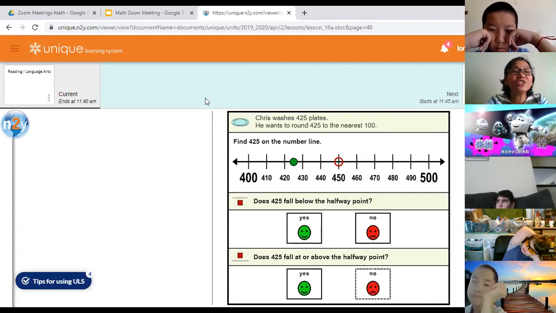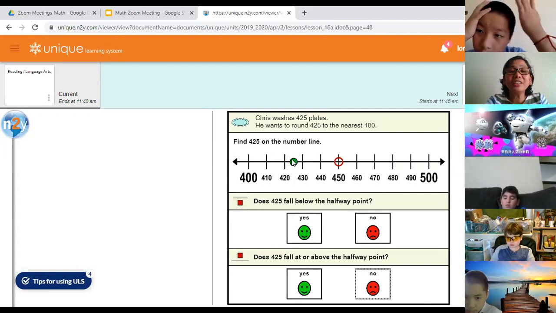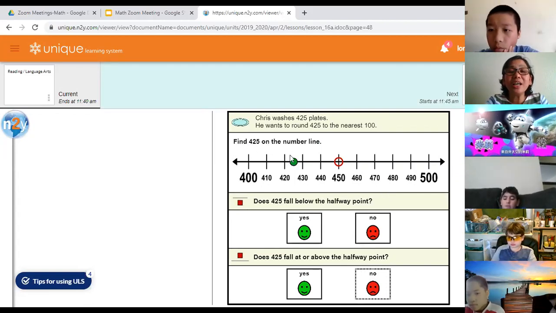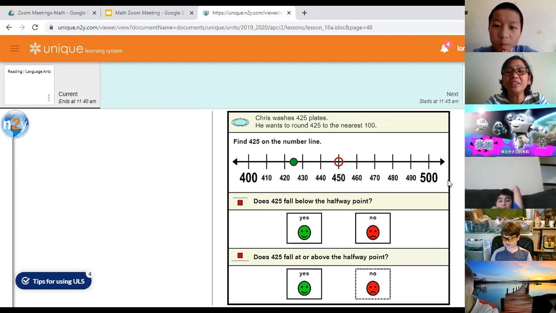Okay, Chris, it's your turn. Chris, look at the screen. Okay, so this is 425. So on the number line, this is 425. It is found between 420 and 430, okay? And does 425 fall below the halfway point? What is the halfway point between 400 and 500?